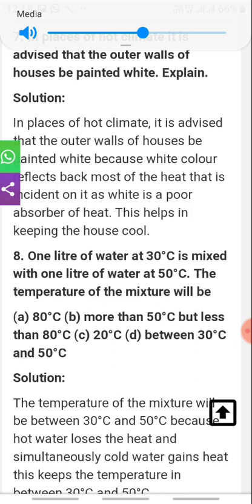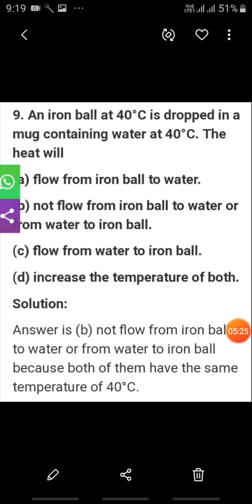Now come to number 9. An iron ball at 40 degrees Celsius is dropped in a mug containing water at 40 degrees Celsius. The heat will: option A, flow from iron ball to water; B, not flow from iron ball to water or from water to iron ball; C, flow from water to iron ball; D, increase the temperature of both. Answer option B, because both of them have the same temperature of 40 degrees Celsius.